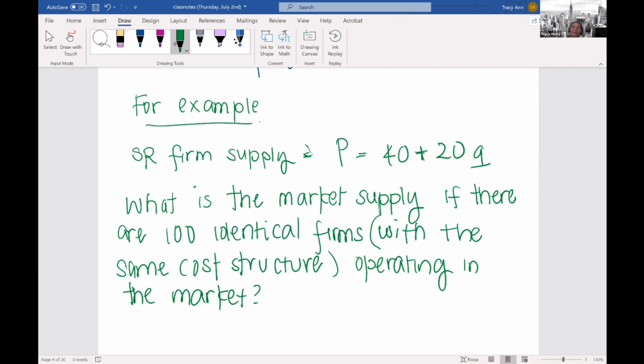They're going to produce the same quantity, and that allows me to find the market quantity very easily just by doing a multiplication. If they did not have identical cost structure, then I would have to figure out the cost structure for each and sum all these individual cost structures. So saying they have identical cost structure just allows for ease of computation, right?